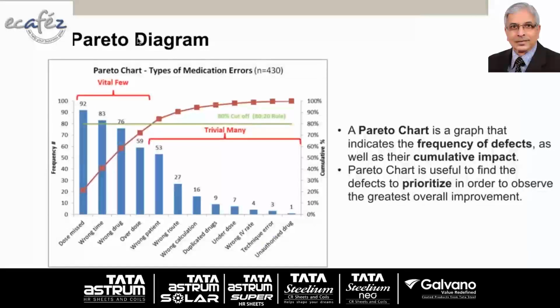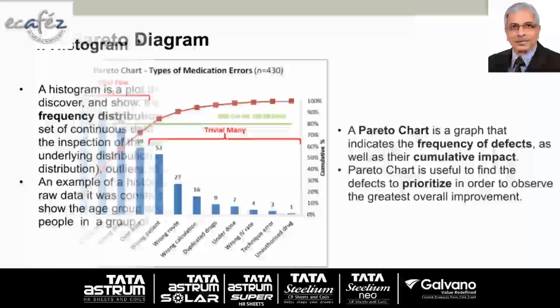Third is the Pareto diagram. It's a very famous tool. This is basically used for prioritizing the problems, because 20% of problems make 80% of the impact on quality. So it's better to prioritize and select those 20% of problems that have the maximum impact. They should be addressed first. So it is about prioritizing the problems.